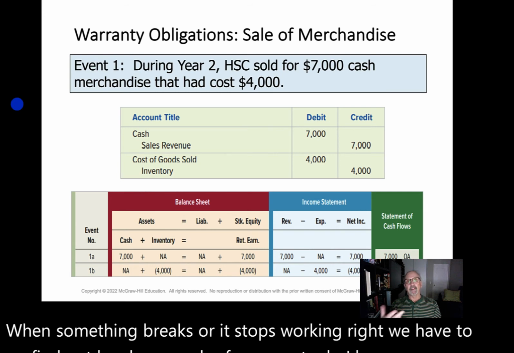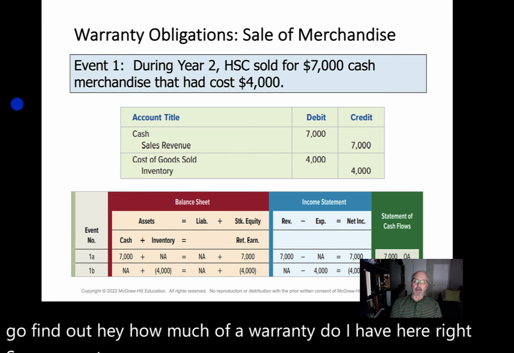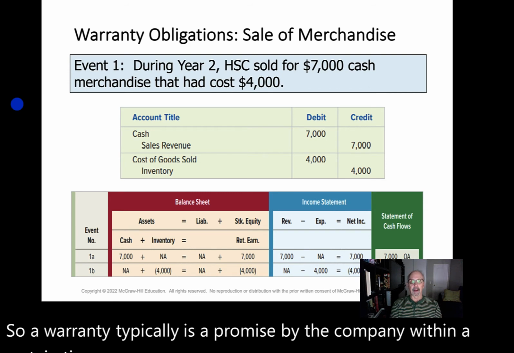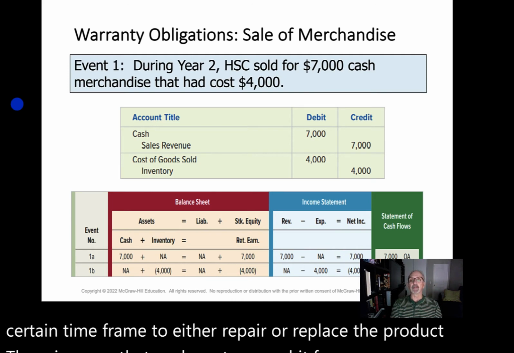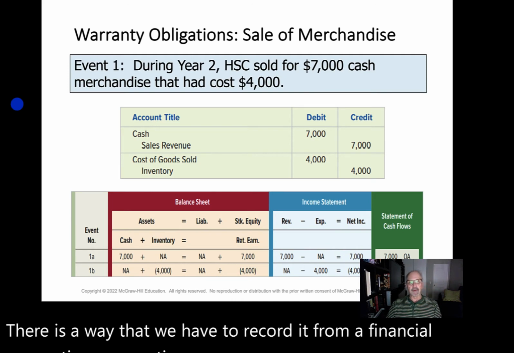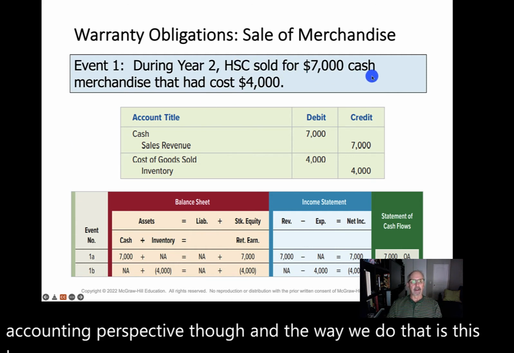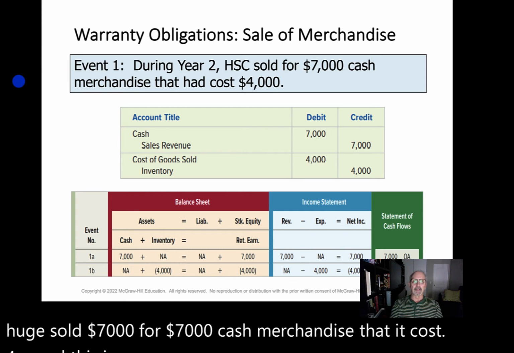A warranty typically is a promise by the company within a certain time frame to either repair or replace the product. There is a way that we have to record it from a financial accounting perspective, though. And the way we do that is this. HSC sold merchandise for $7,000 cash that had cost $4,000. This is our standard merchandise sale, right?